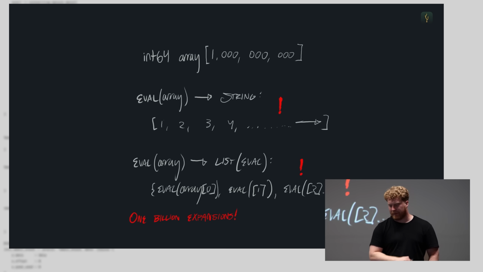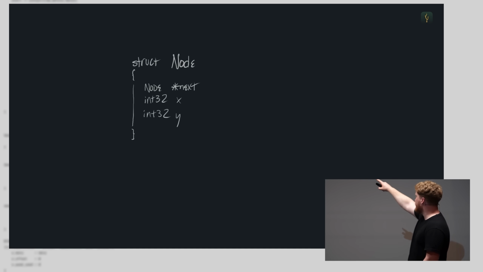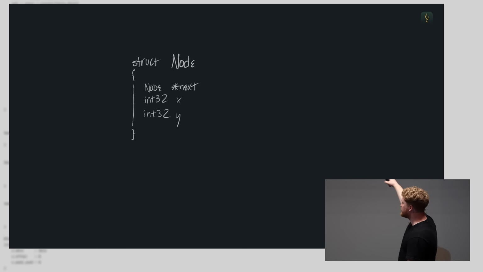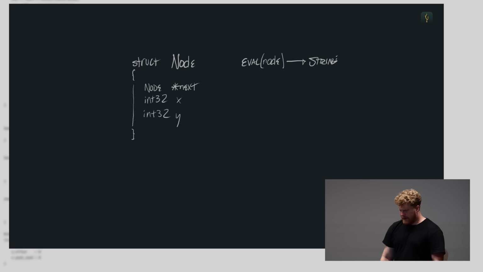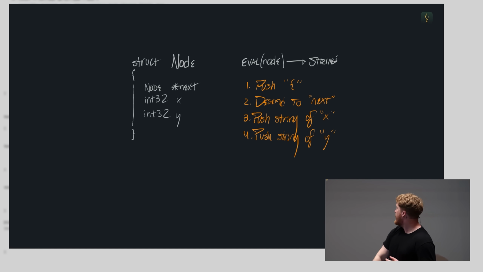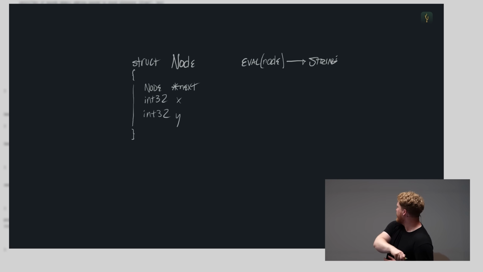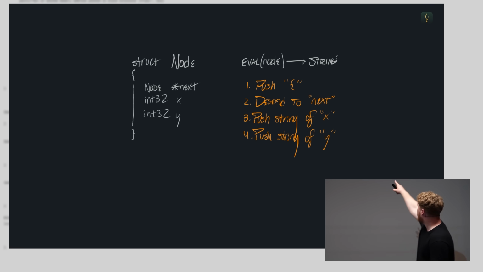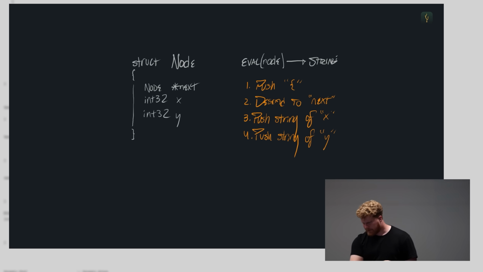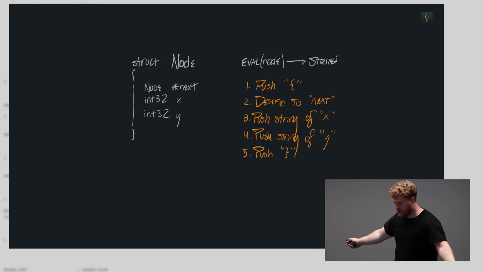This problem doesn't stop there. Let's say you've got a structure like this, some linked list node. You've got a next pointer, an x and y in 32. So let's walk through the steps to actually visualize it. We're evaluating node. We want to turn it into a string. Step 1, push a left brace, descend to next, push string of x, push string of y. And then we wrap it all up with a closing brace, right?